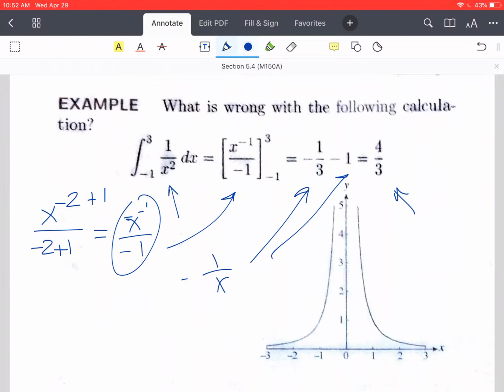So what's the issue here? In this particular case, it looks like the calculation is giving us, let's see, this is negative 1/3 minus 1, so that should be negative 4/3 according to this. So then, if this is negative 4/3, how does that line up with this graph?